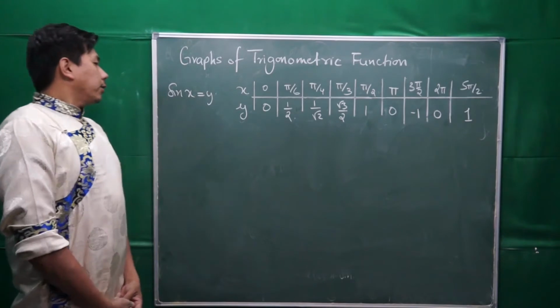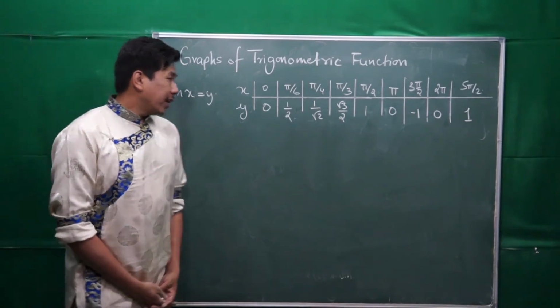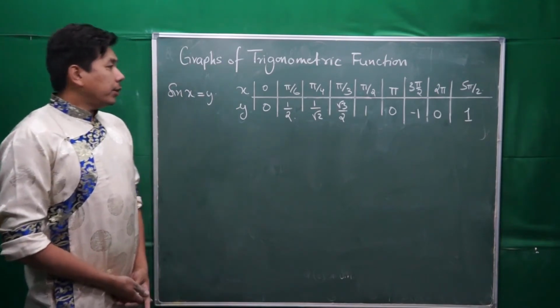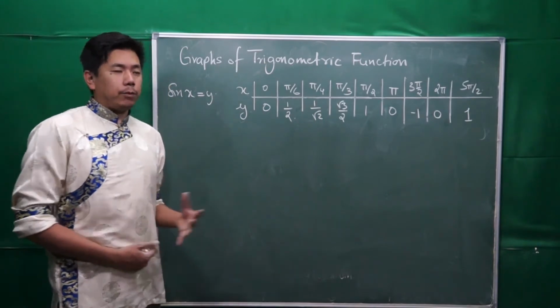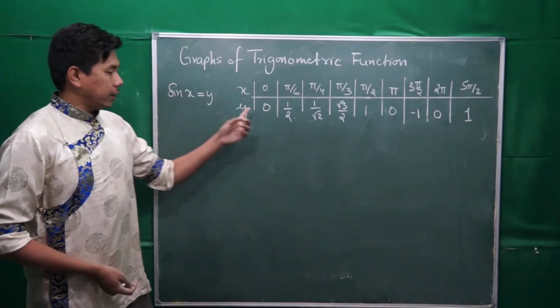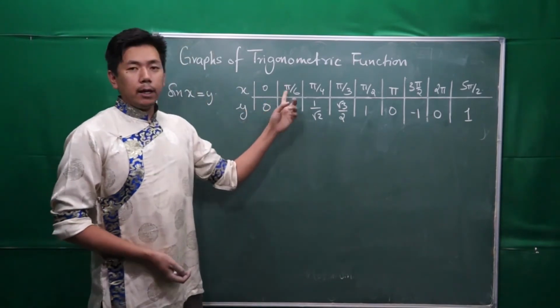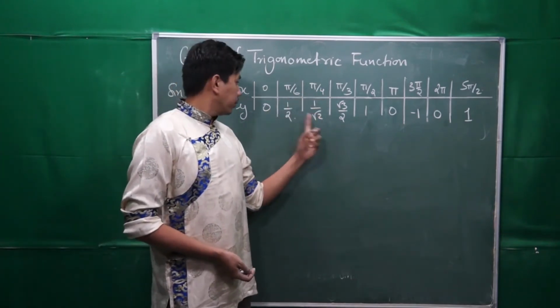Now we have certain domains, and for that domain we have a certain range for the trigonometric ratio sin x equals y. So for various angles you have the value of the trigonometric ratio. For 0 we have sin 0 equal to 0. Similarly, sin 30 degrees is 1 by 2. For sin pi by 4, it is 1 by root 2.